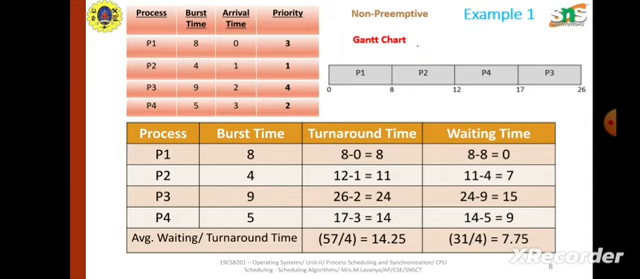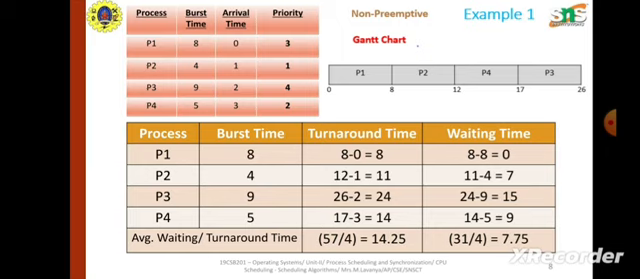P4 starts at 12 milliseconds. 12 plus its burst time 5, that is 17, is the completion time of process P4. Then process P3 starts its execution. Now only P3 is available in the queue. P3 starts at 17 milliseconds. 17 plus its burst time 9 equal to 26 is the completion time of process P3. This is the Gantt chart for execution under the non-preemptive method.